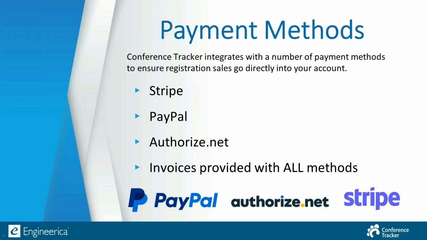Now, the various payment methods would be things like Stripe, PayPal, Authorize.net. We actually integrate with these payment platforms so that when an attendee registers, all the registration payment goes directly into your own Stripe, PayPal, or Authorize.net account. We don't ever take any of your payments. They go directly to you as soon as your payment provider is able to accept those payments. Now you also can do invoices as well. Conference Tracker will create an invoice for attendees that can then be paid via cash or check, whatever other option you might want to offer.